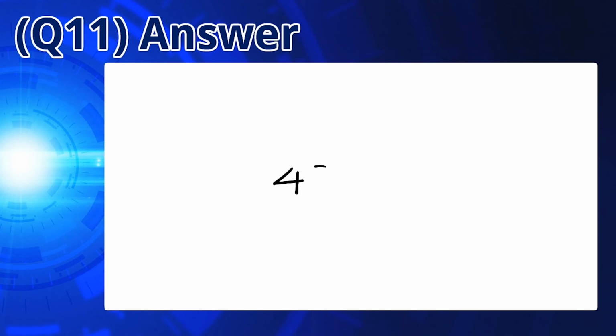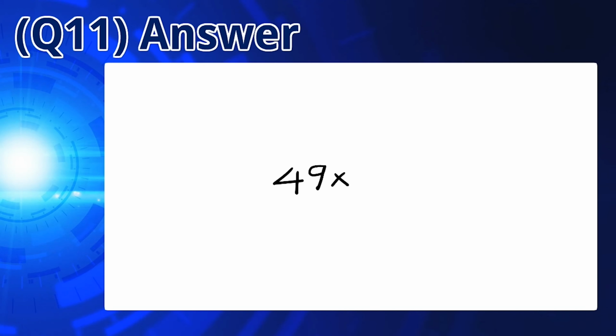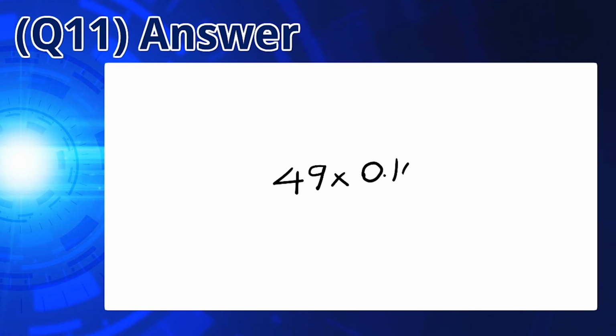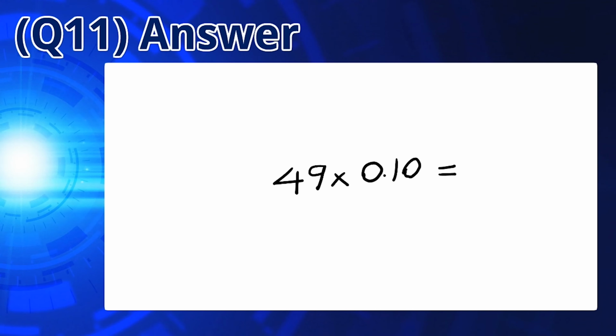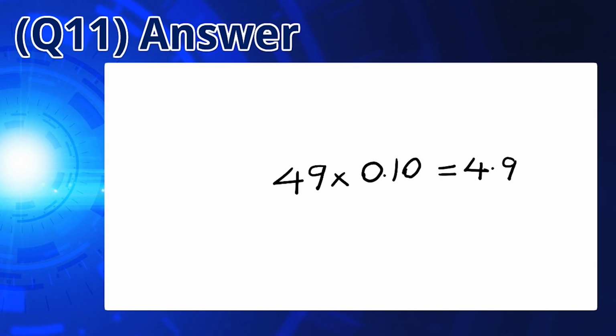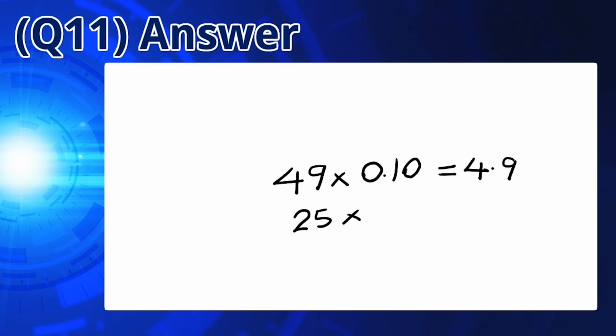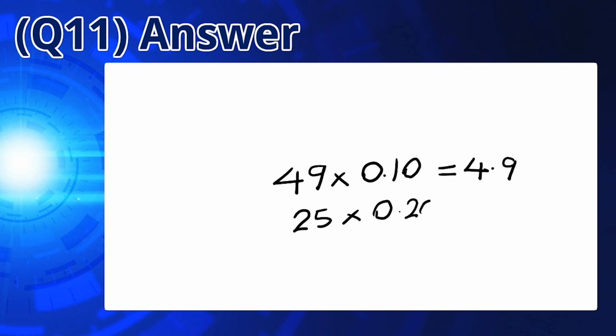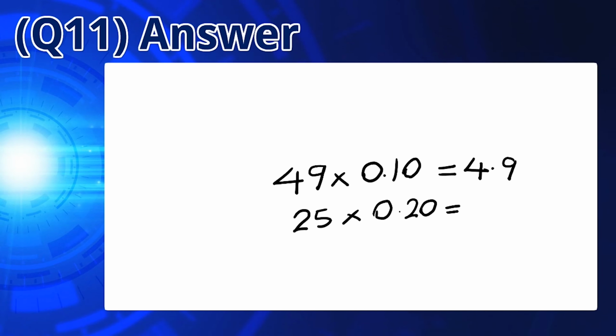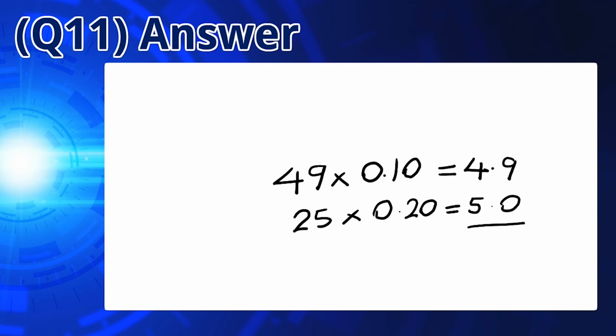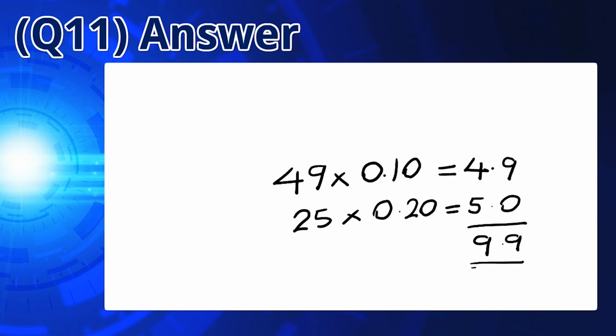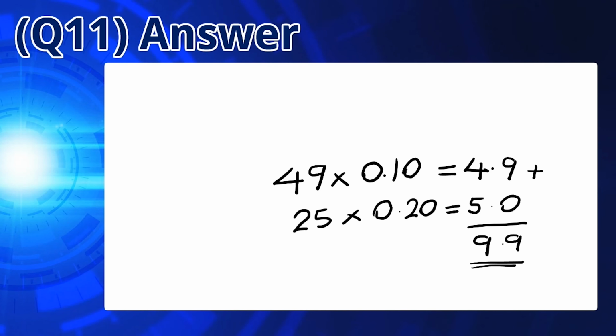In this question, you can find the total money by multiplying the quantity of coins by its value. There are 49 10-cent coins, which is equivalent to $4.90. And there are 25 20-cent coins. This is equivalent to $5. You can add them up, which is $9.90. So the answer is B.